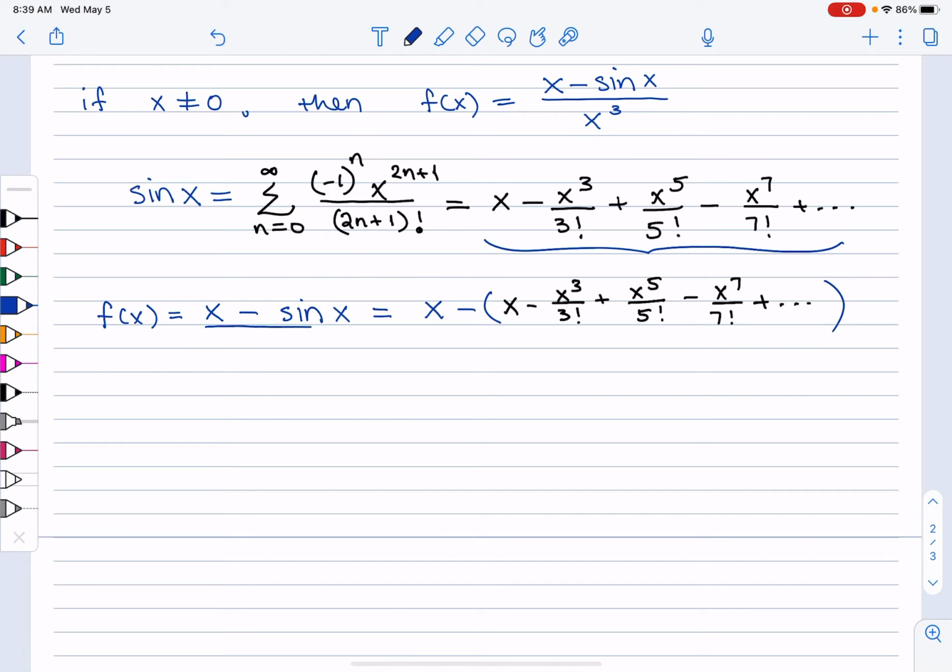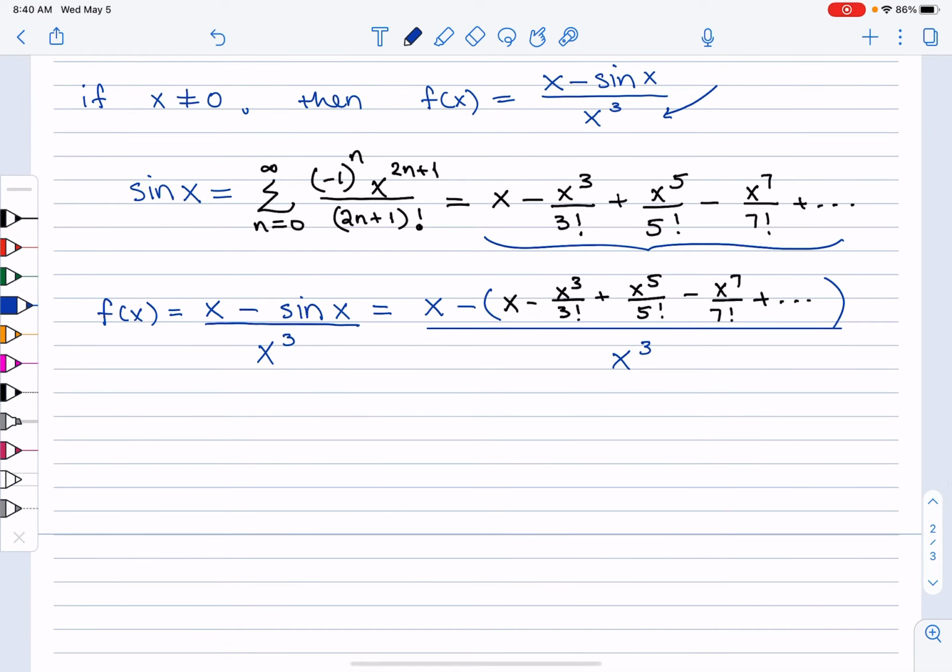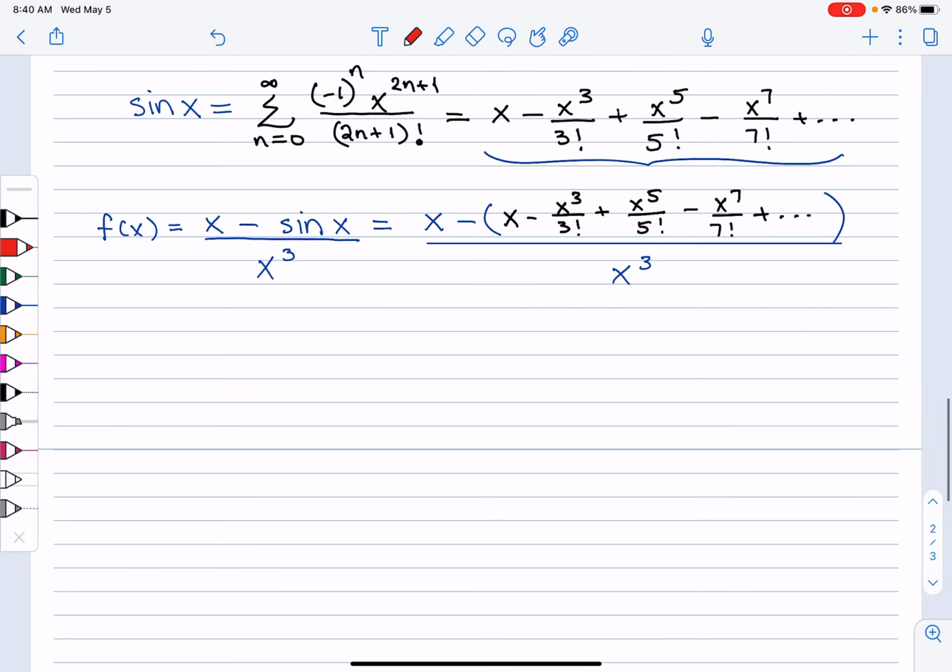And then the next step will be to divide by x to the 3rd power, because that is what the problem has. So we're going to divide by x to the 3rd power. Well, in your numerator, you can simplify the x's. X minus x is just 0. And then you have a negative. Actually, let me first put, we're going to distribute the negative signs. And then the other thing is this over x cubed.